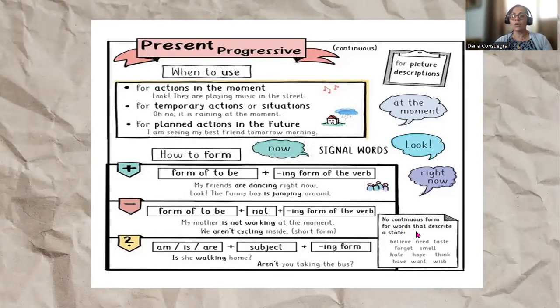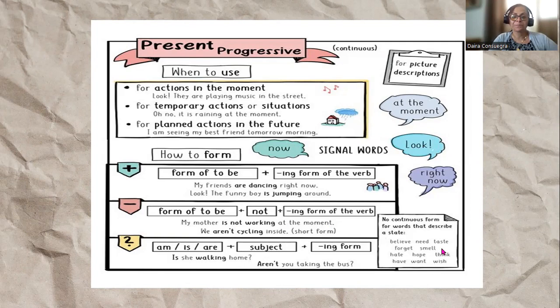The no continuous form for words that describe a state. These verbs that are here cannot be used in a continuous form. Believe, need, taste, forget, smell, hate, hope, think, have, want, and wish are not used in the present progressive. Estos no se utilizan en el tiempo progresivo. No puedo decir, I am believing in God. Estoy creyendo en Dios. No, no. O creo o no. I believe in God. Sí, creo en Dios, pero no que estoy creyendo. So these verbs are not able to be developed in this way.